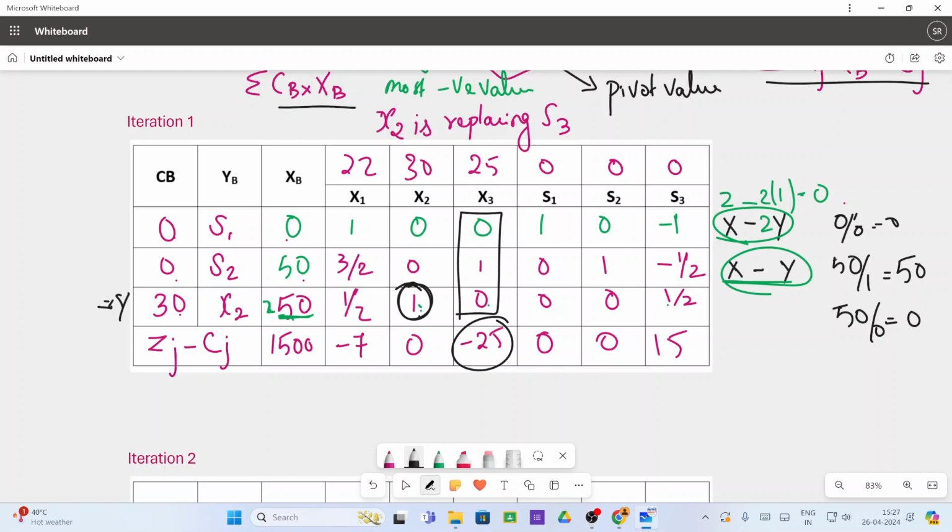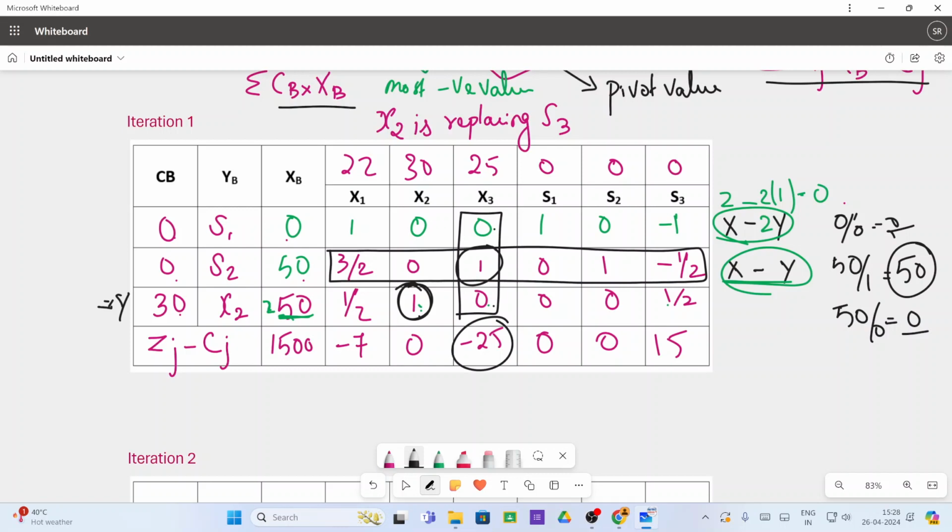Okay, so now you have to find out the least positive value. Here 0 is not a positive value, so the positive value is 50. So you have to select this particular row. So now your pivot value is 1, and the remaining two column values are 0.